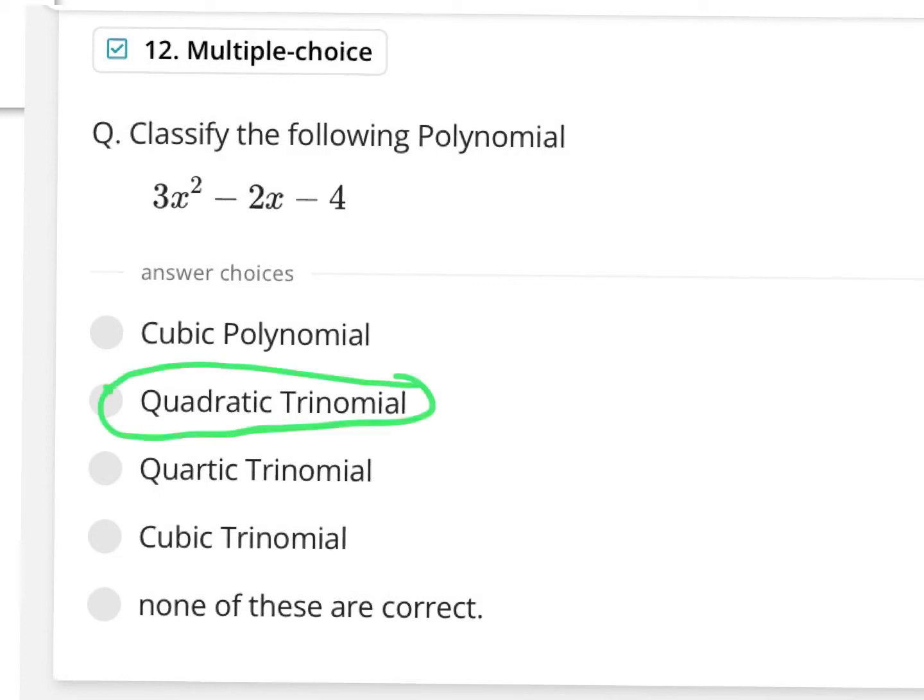Now let's say it would have a power of 3, then it would have been a cubic trinomial. Or let's say you didn't have the -4, if it was just the first two terms, like let's say this was gone, then right there it would just be a quadratic binomial. So I hope this helps.